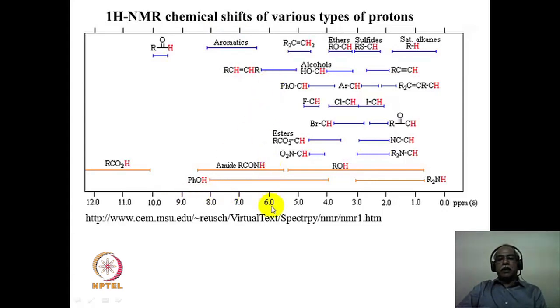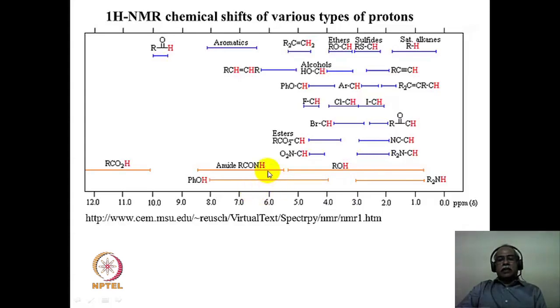Olefinic hydrogens typically come in the region between 5 ppm and 7 ppm. They can come all the way up to 7.5 ppm, depending upon the electron-withdrawing substituent attached to it. Mono-substituted derivatives, as we have seen in the earlier cases, depend on the electronegativity of the group being attached. That can come anywhere between 2.5 ppm and about 5 ppm or so. Di-substituted derivatives can come between 4 ppm and about 6.5 ppm or so.